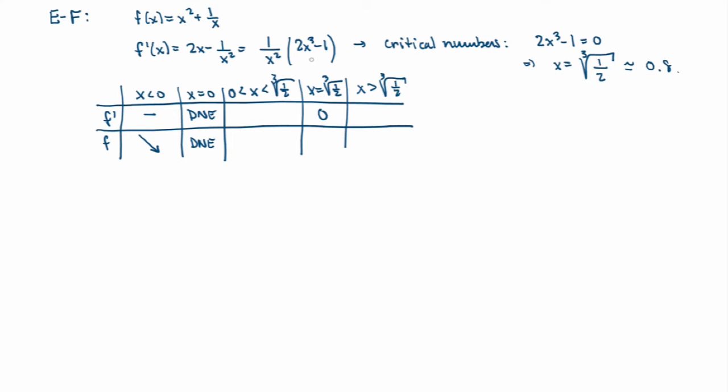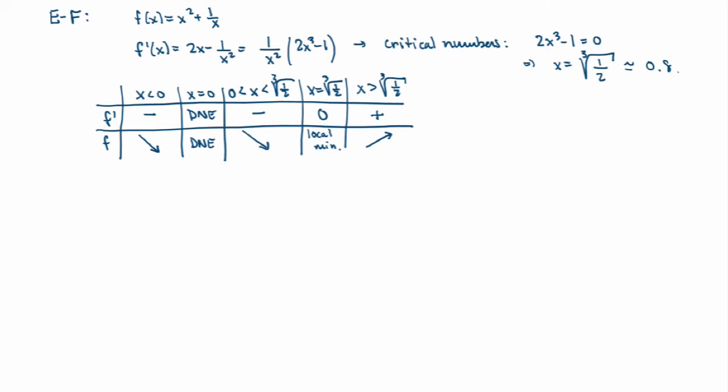If x is between 0 and the cube root of 1 over 2, this is still negative. So the derivative is still negative and the function is still decreasing. But if x becomes greater than the cube root of 1 over 2, this becomes positive, which means that the function is now increasing. And then by the first derivative test, I see that this is going to be a local min of the function.